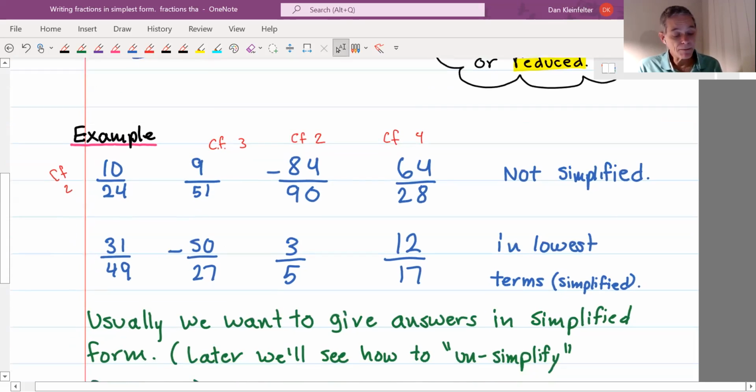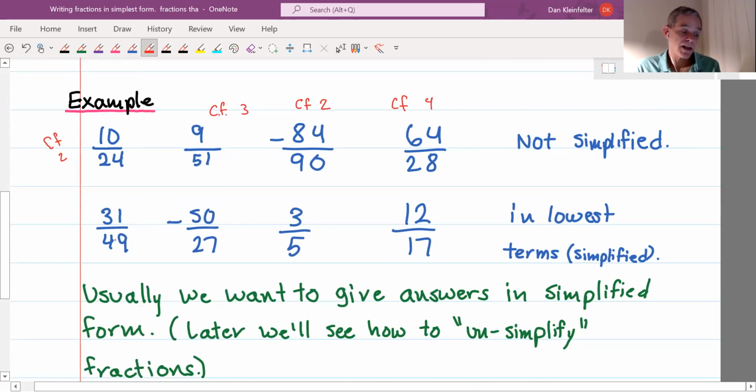A couple of fractions that are in lowest terms, simplified. 31 and 49, 31 is prime, so its factors are only 1 and 31. 49 is 7 times 7, right? And so these don't have any common factors. 50 over 27, it's negative, but that part doesn't matter in our discussion of whether it's simplified or not. 50 has factors of 2, 5, and 5. 27 has 3 factors of 3. They don't have any common factors, so it's simplified.